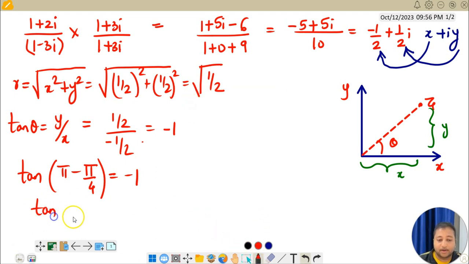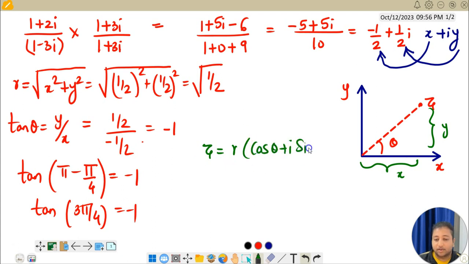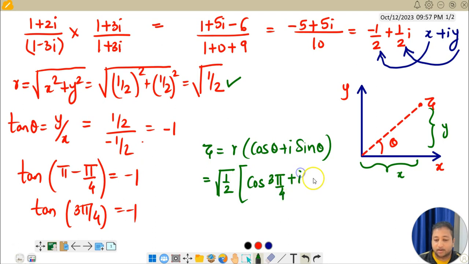This can be further simplified as tan of 3 pi upon 4 equal to minus 1, which means that theta here is 3 pi by 4. Now we can write the polar form. The polar form can be written as z equals r into (cos theta plus i sine theta). We have already estimated the value of r. So that will be the square root of 1 by 2 into the bracket (cos of 3 pi over 4 plus i sine of 3 pi over 4). So this is the final answer.